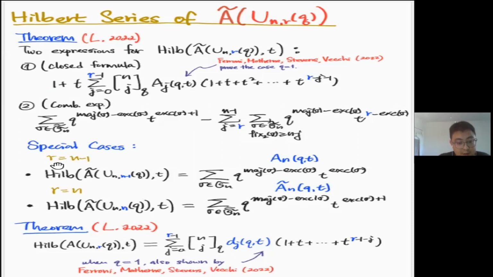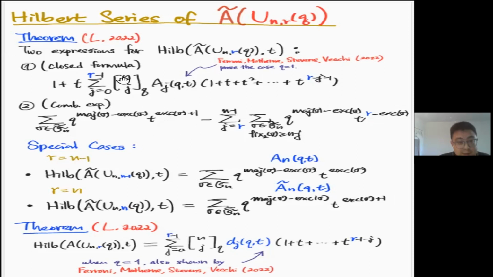And when r is n-1, it turns out that the Hilbert series becomes just counting all the permutations. So this is the Eulerian polynomial. And when r is n, there is nothing being subtracted. So this is just counting all the decorated permutations. So this is the binomial Eulerian polynomial, q-polynomial.